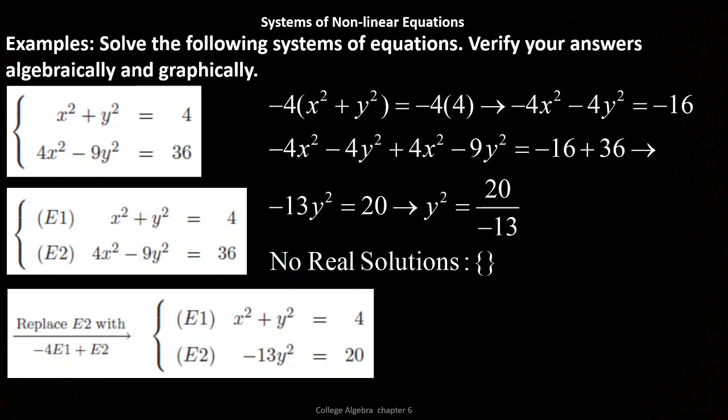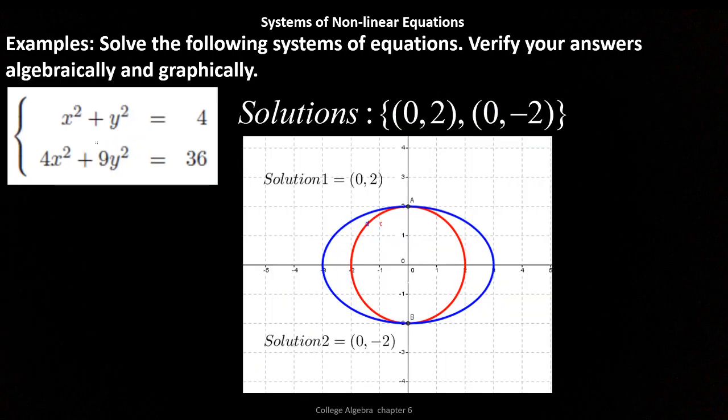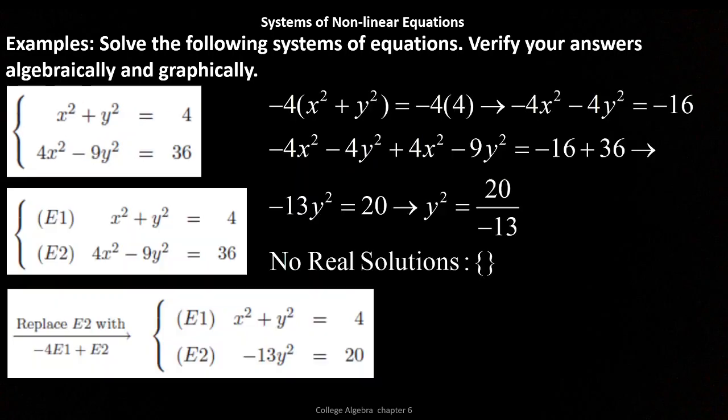This is a different one. Notice that this one had a plus here. Now we want to put a minus here. That's a different relation, but we use the same method. We multiply that by negative 4 and add, the same thing we just did, except we have a different expression. So we end up with negative 13y squared equals 20, and y squared is 20 over negative 13.